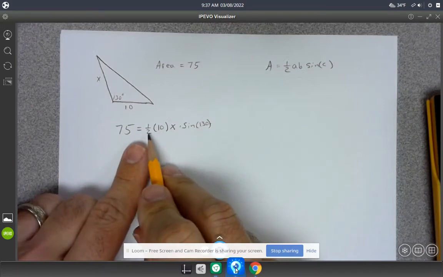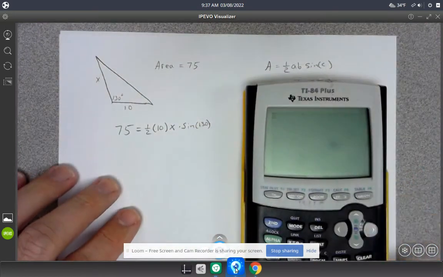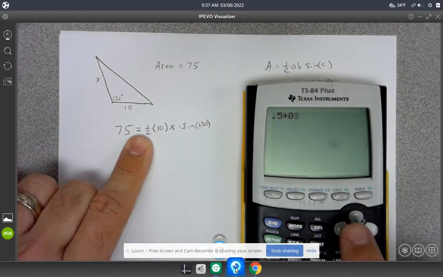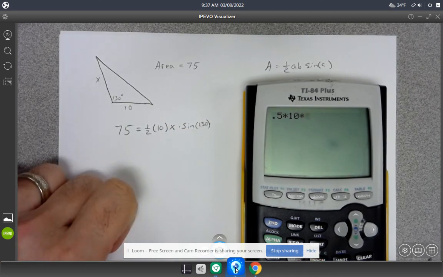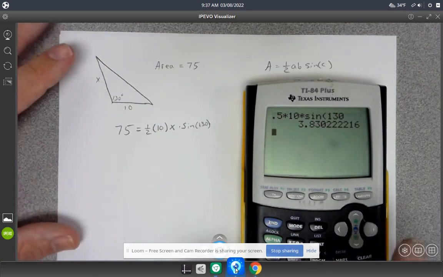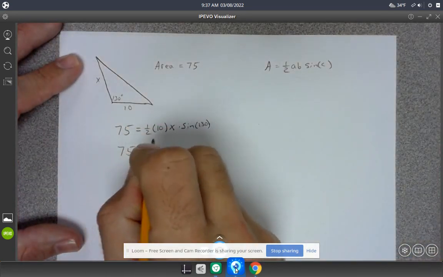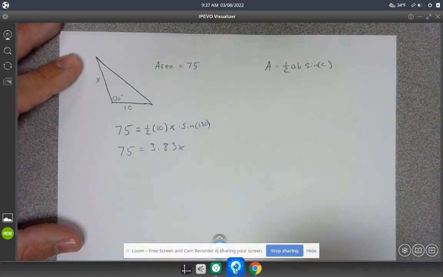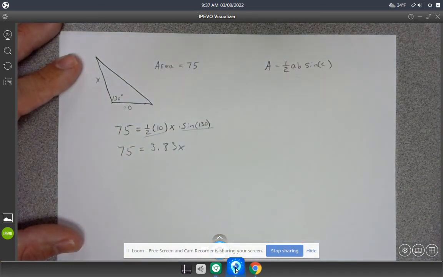I'm just going to take these three numbers, 1/2, 10, and sine of 130, and crunch them real quick. So 1/2 times 10 times the sine of 130. Sine of 130 gives me 3.83. So now, if I simplify this a little bit, it's going to be 3.83x. That just came from 1/2 times 10 times sine of 130.